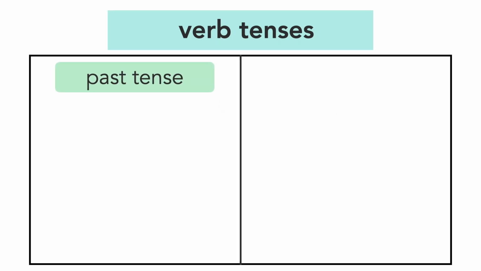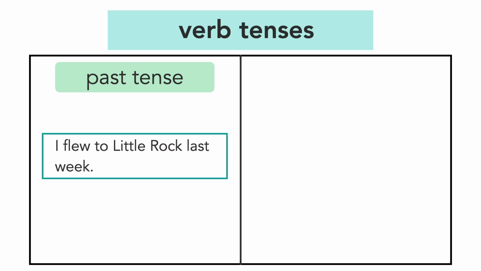We use the simple past tense of a verb to express an action that has already occurred at a particular time in the past. For example, I flew to Little Rock last week. This sentence contains the verb flew, which is the simple past tense of the verb to fly.